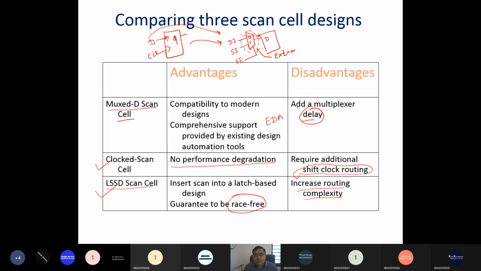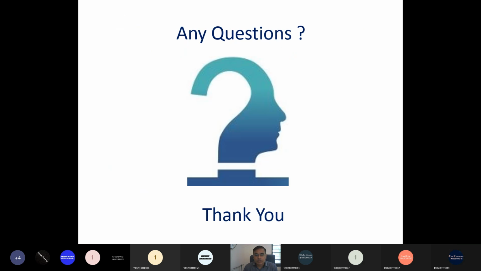So in this presentation we have studied the ad hoc approach of DFT techniques, which are observation point insertion and control point insertion, and how to improve controllability and observability for testing purposes. Then we learned 3 types of scan cell: the MUX-D scan cell and how it works, the clocked scan cell and how it works, and lastly the LSSD scan cell and how it works. And at the end we compared all 3 scan cells, with their merits and demerits. So that's all for this topic.